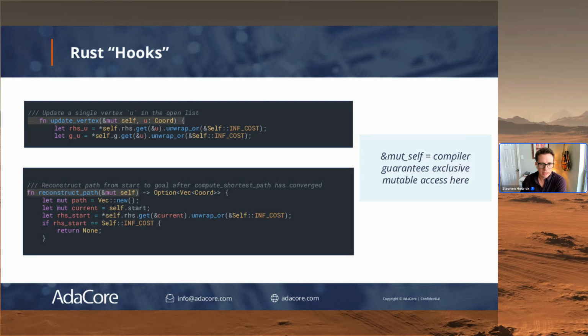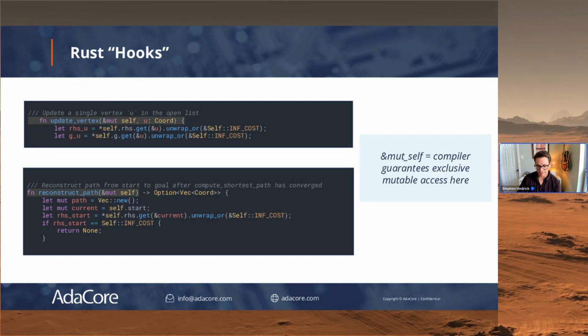Now with Rust hooks, notice every method that changes our maps or heaps takes this borrow self mutably, the signature token ampersand mut self, where the compiler guarantees exclusive mutable access. The Rust compiler forces me to declare I'm about to mutate state, so there's no accidental shared mutation. That's one of our core safety hooks, and it's an important thing to call out because this is something that Rust really helps with.